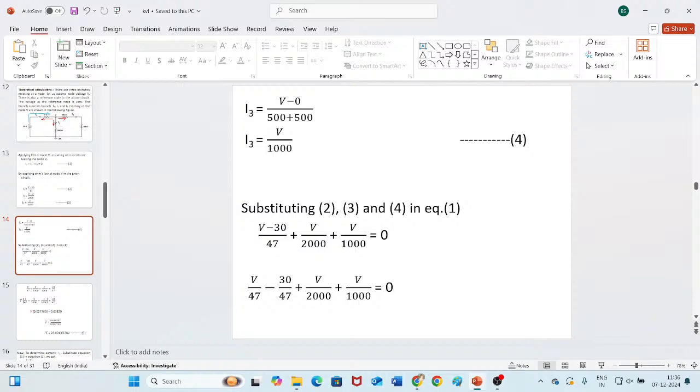V minus 30 by 47 plus V by 2000 plus V by 1000 is equal to 0. So you just expand it. V by 47 minus 30 by 47 plus V by 2000 plus V by 1000 is equal to 0. Just I have expanded this. And you can send this 30 by 47 to the other side. So I'm going to the next slide.